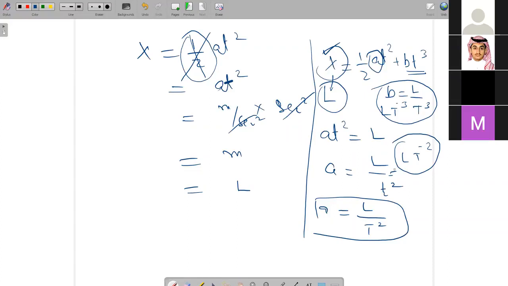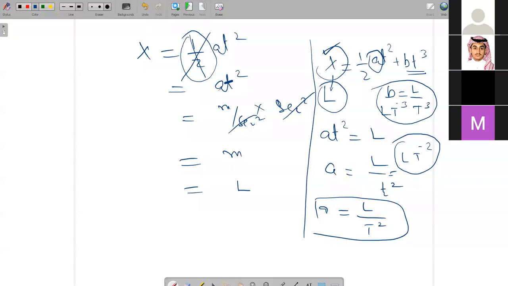So if they are asking what is the dimension of A, what is the dimension of B, you will not write its dimension is L. No, you will write its dimension is L over T cube in case of B. And in case of A, it is L over T square, or LT raised to power minus 2. Okay.